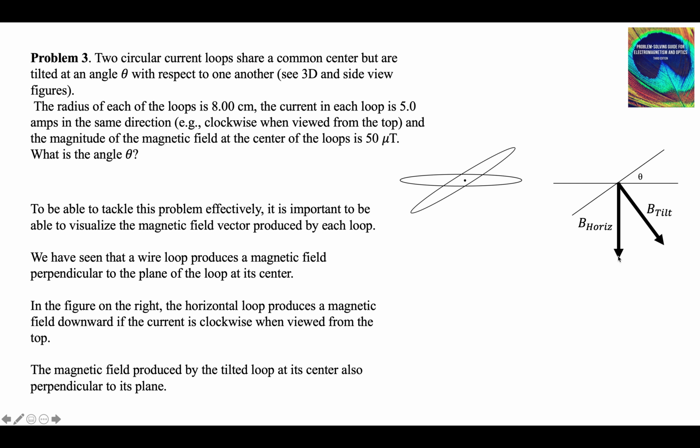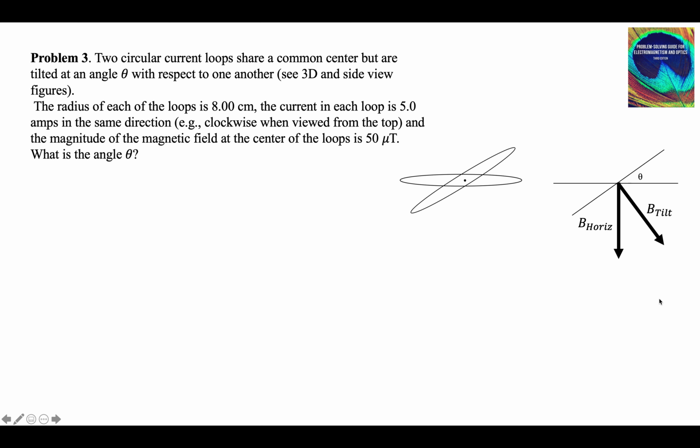And these magnitudes are the same. Current in each is 5 amps. The radius of each is 8 centimeters. The vector sum of these two has a magnitude of 50 microtesla.